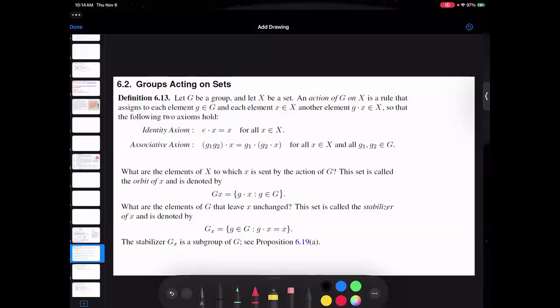So when we define an action of G on X, we want two things to be true. We want the identity axiom and the associative axiom. The identity axiom is that when you have E act on anything, you get back what you started with. And if we have G1, G2 acting on X, that's the same as first act by G2 and then act by G1.